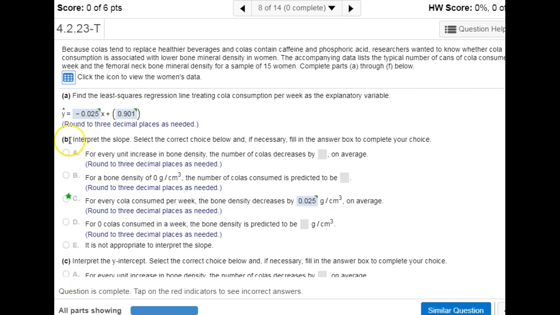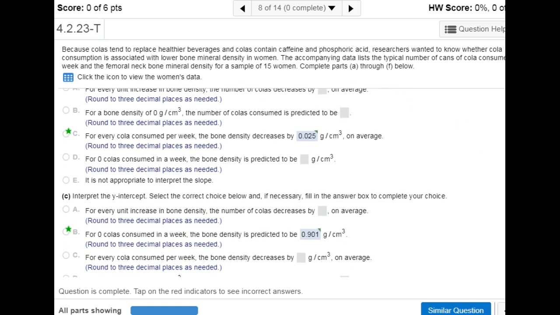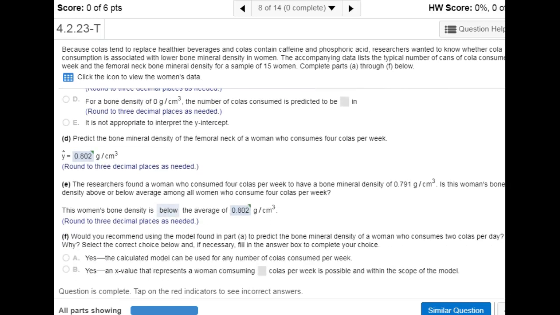And then to interpret the y-intercept, that's the value for our y variable, which in this case is bone density, when x is equal to 0. X in this case is colas, so it would mean if we drink 0 colas in the week, what do we assume the bone density will be? So this is our y-intercept. That would be the bone density if someone drinks 0 colas for the week.